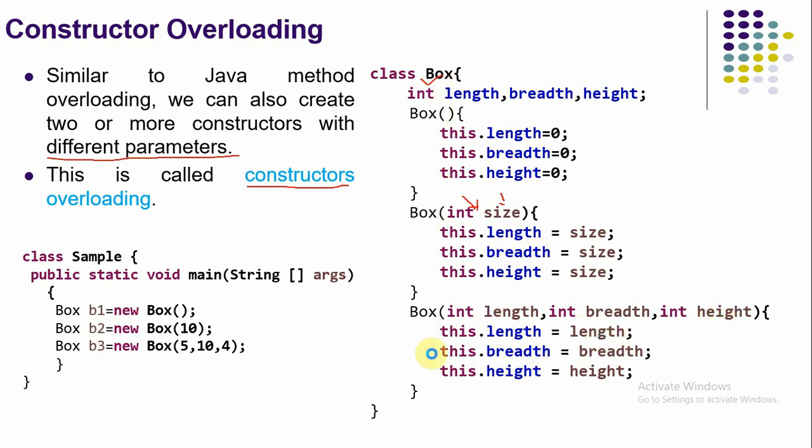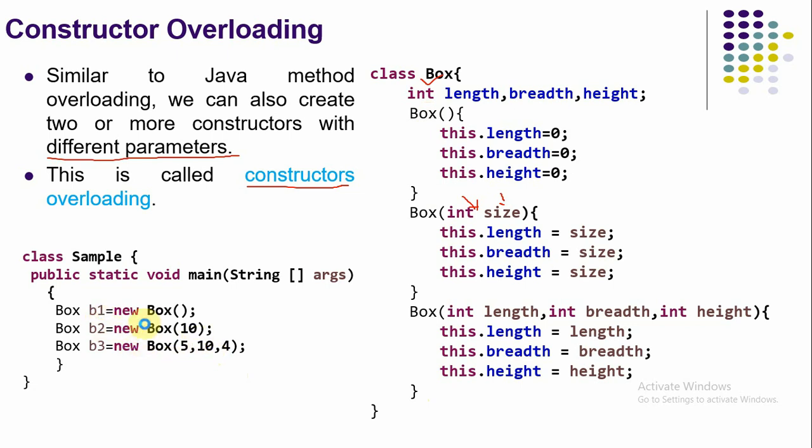When you look at this, it looks like a function. A constructor is basically a method only. So here it is the same method but with different parameters. Here there is no parameter, here one parameter, here 3 parameters. So this is called constructor overloading, right? So how is it called?